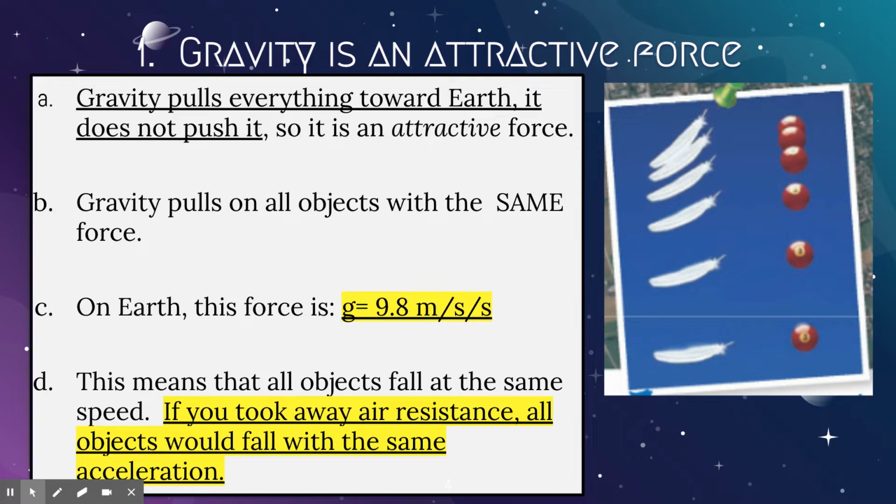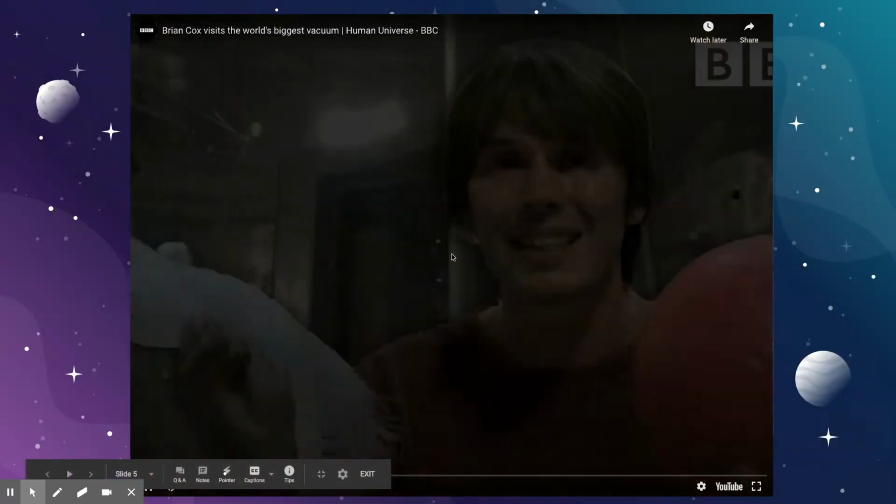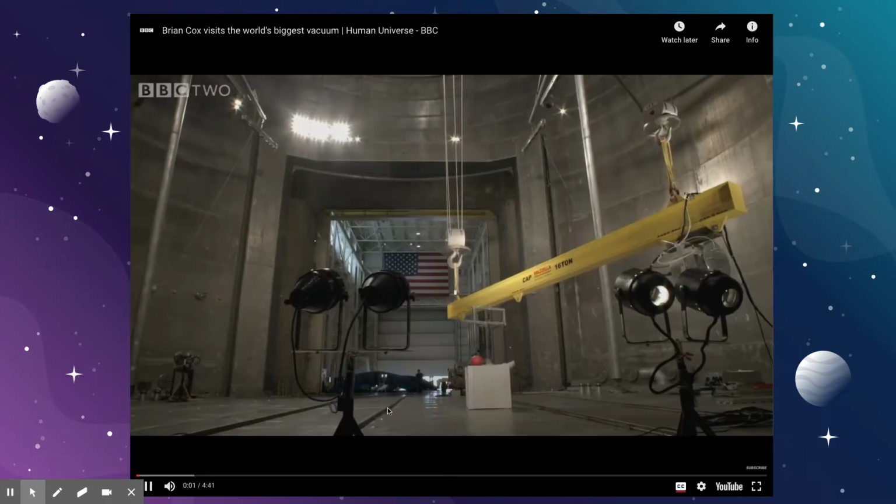And the picture on the side, I don't know if it's a pool ball and a feather, we know that if we drop those two objects, the pool ball would fall much faster than the feather. But really what's happening is the feather, because of its shape, has air resistance slowing it down. So if we took away all the air resistance, all of the objects would fall with the same acceleration, and that acceleration is 9.8 meters per second squared. So this next slide, there's a video. This is really cool. We're going to watch this, and this is going to show us how this is true.